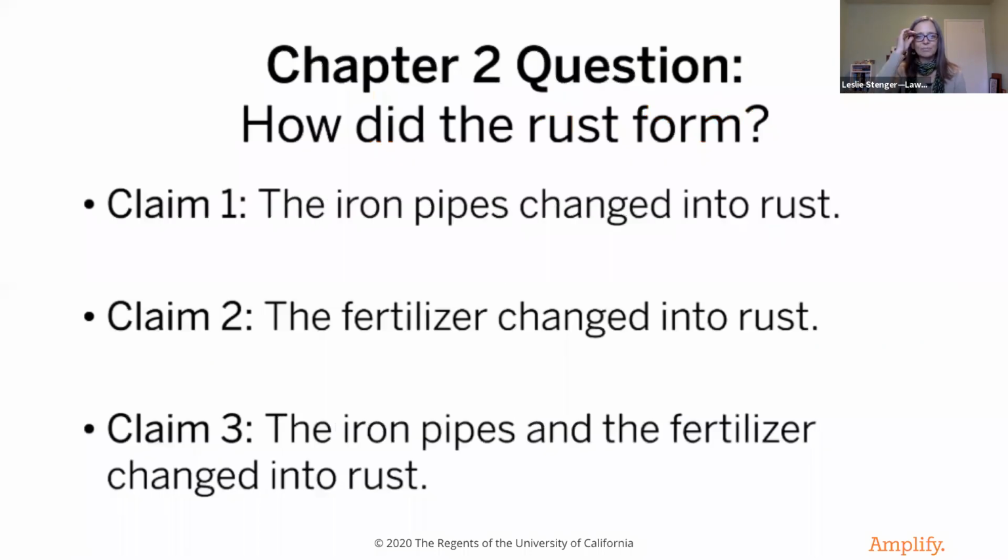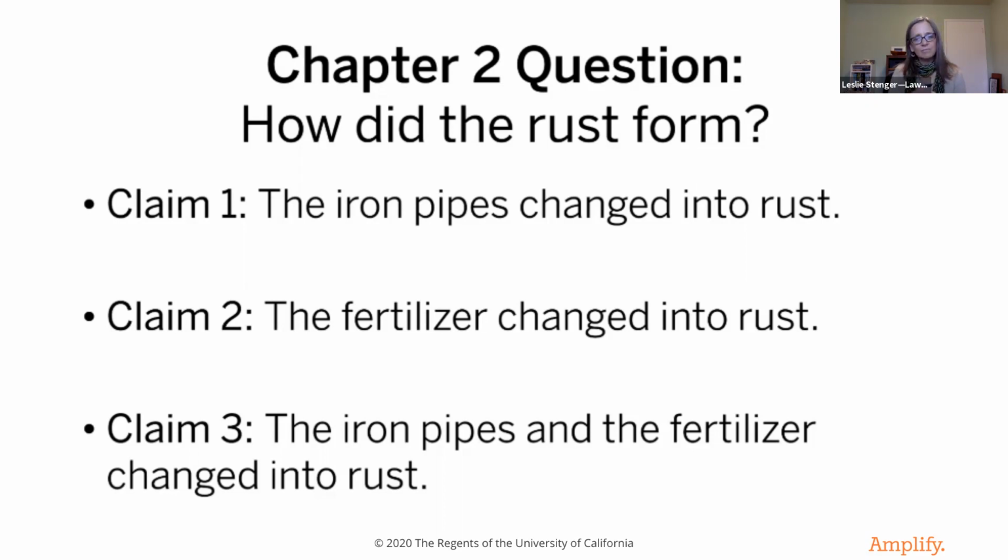And so after the students figure out that that substance is rust, Dr. Young asks for their help again in figuring out how that rust was formed. And she lets them know that she's done a little investigating herself and that other neighborhoods with similar well systems don't have rust in their tap water, but they also don't have fertilizer in their well water. So she has 3 claims about how that rust was formed, and she wants the student chemists to consider them.